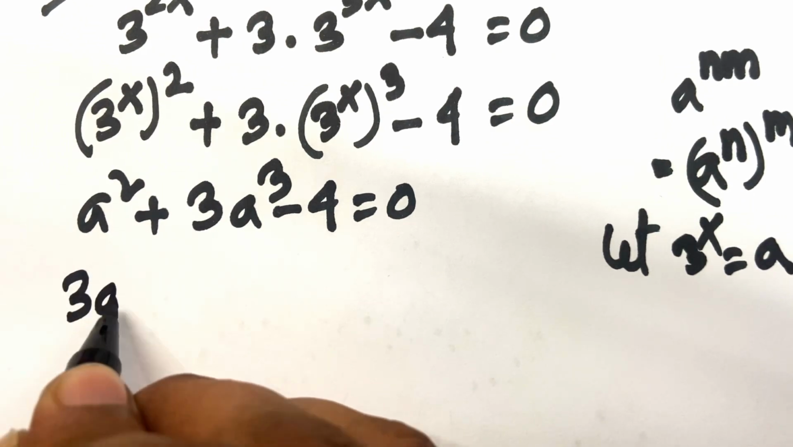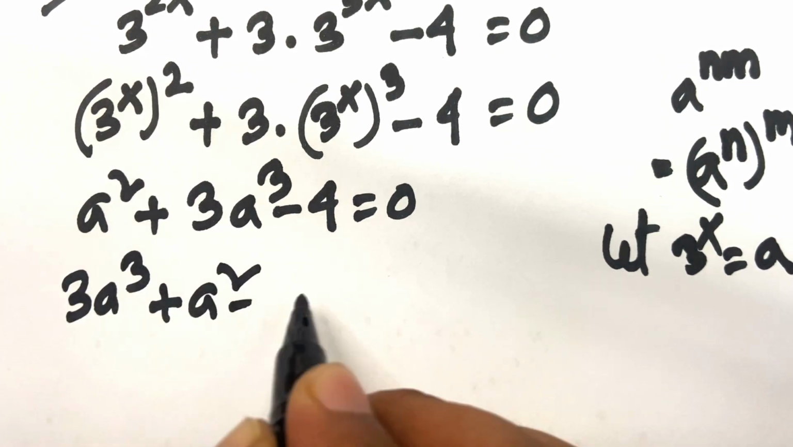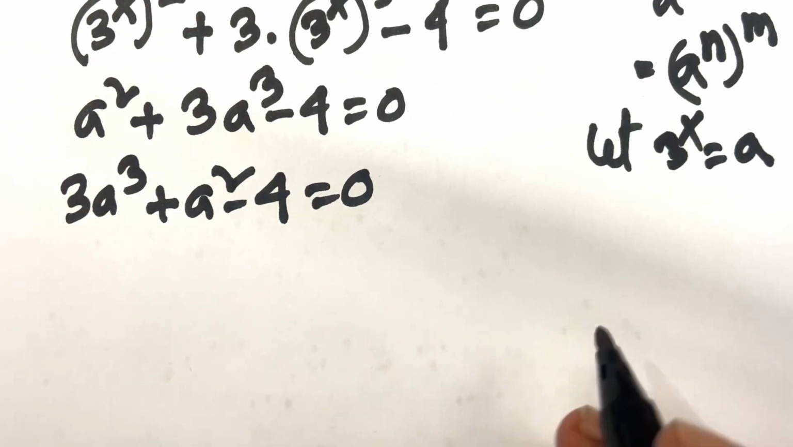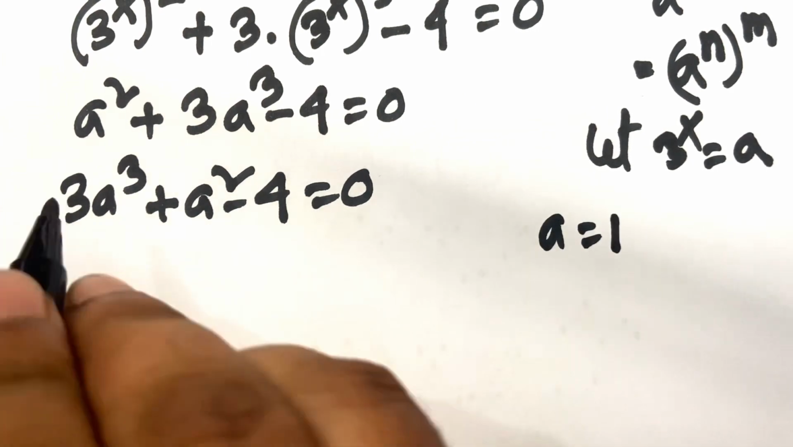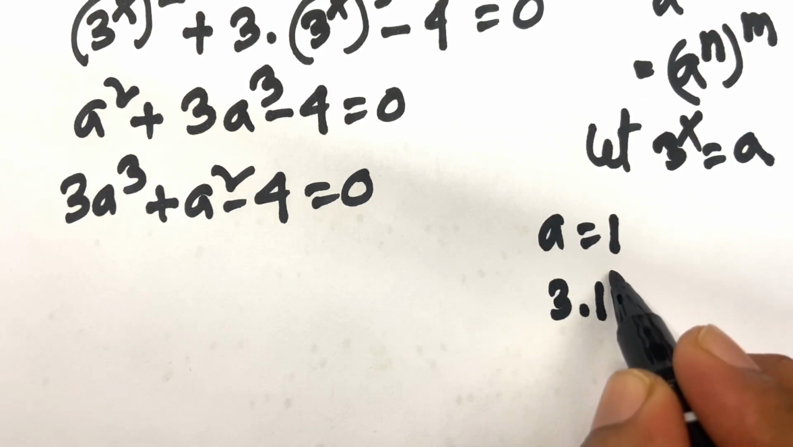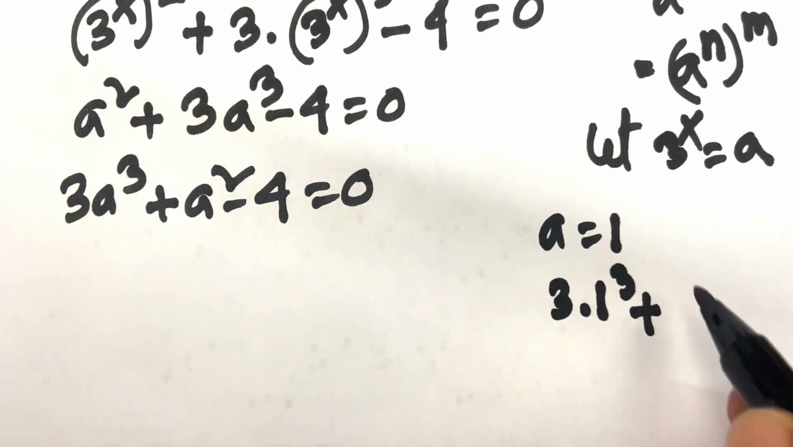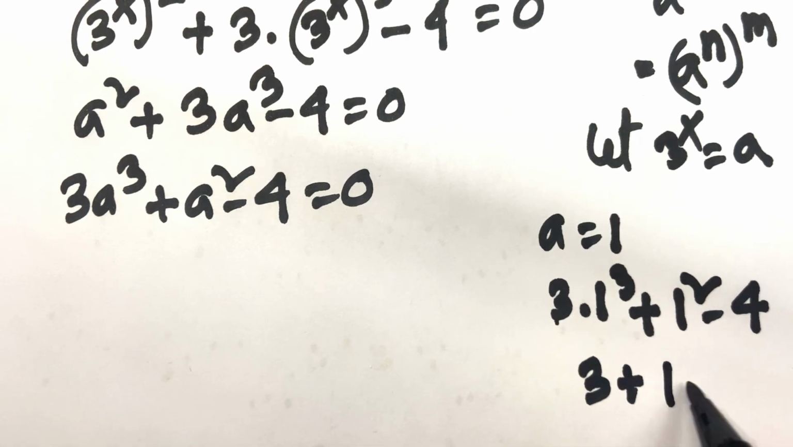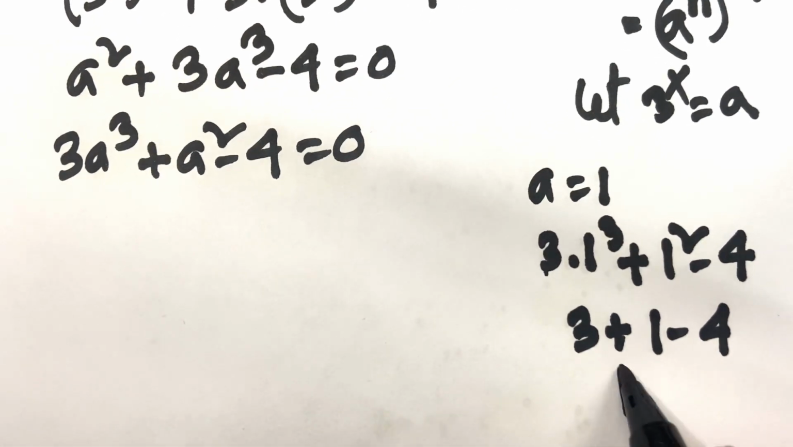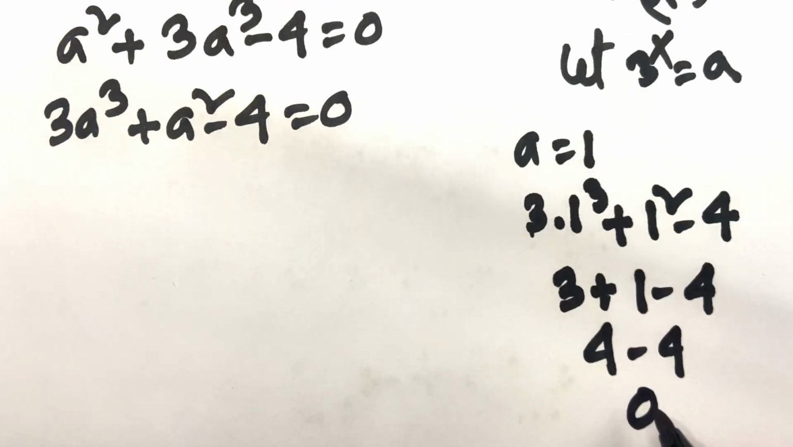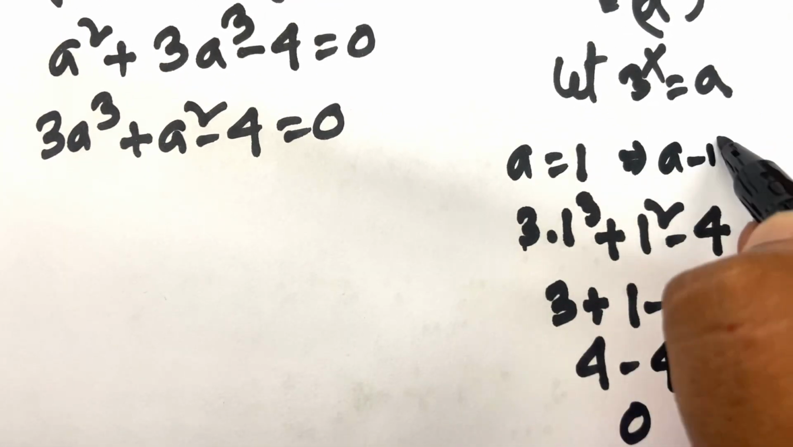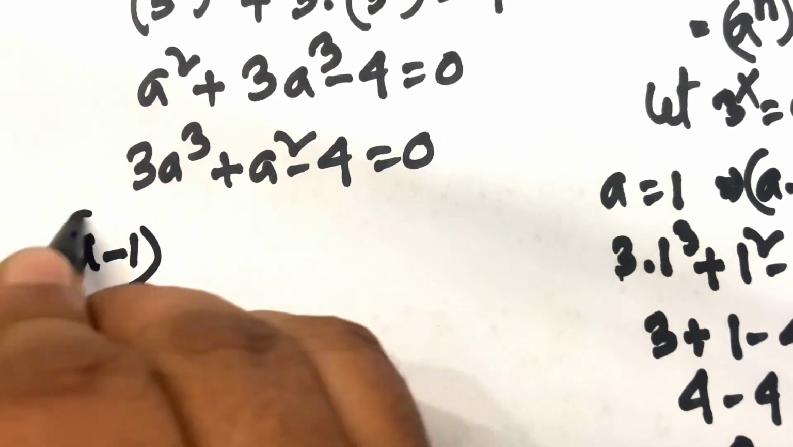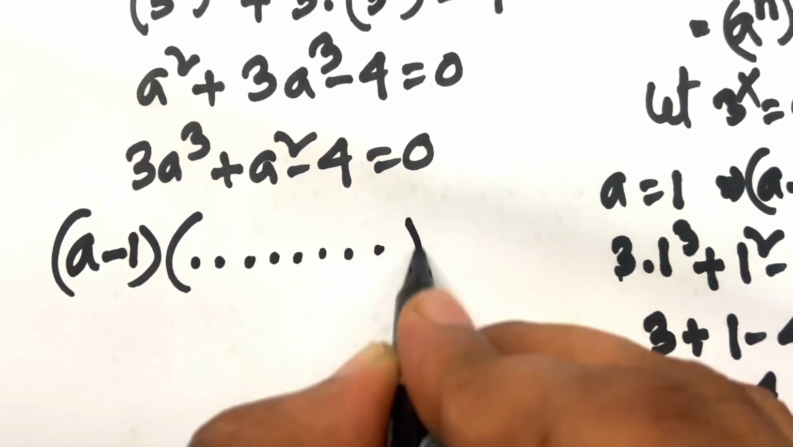Now 3a cubed plus a squared minus 4 is equal to 0. Now I find one factor of this equation. If you think a is equal to 1, this time I can say 3 times 1 cubed plus 1 squared minus 4. We know that 3 times 1 is equal to 3, plus 1, minus 4, so 4 minus 4 is equal to 0. So I can say easily a minus 1 is one factor of this equation.